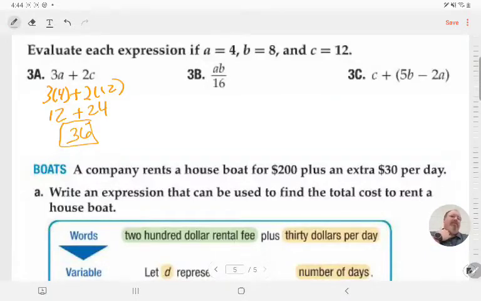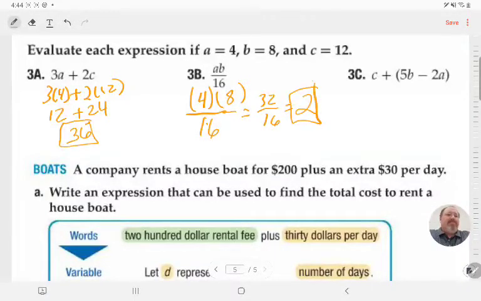All right, 3b is a times b divided by 16. Now a we know is 4, and b is 8. Let's make that a little bit better there. There we go. All divided by 16. Let's see, 8 times 4 is 32, divided by 16, or 2. Okay?